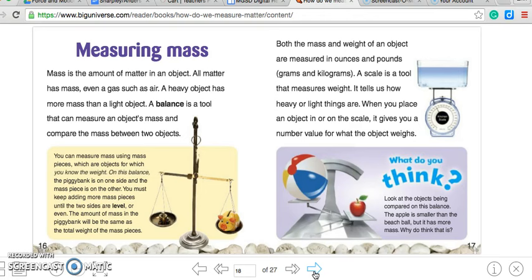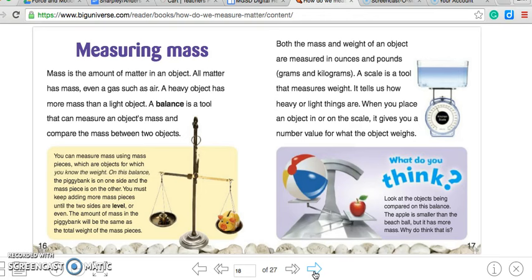A scale is a tool that measures weight. It tells us how heavy or light things are. When you place an object in or on the scale, it gives you a number value for what the object weighs. What do you think?